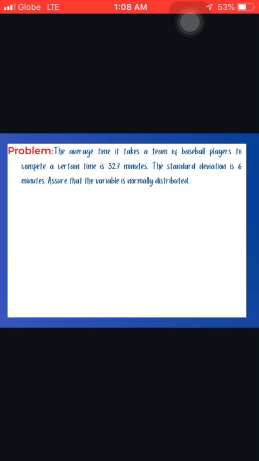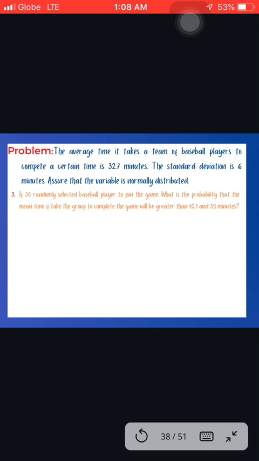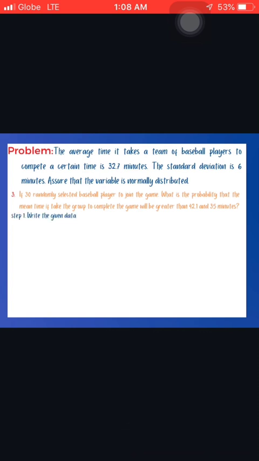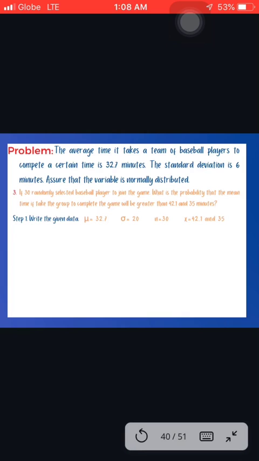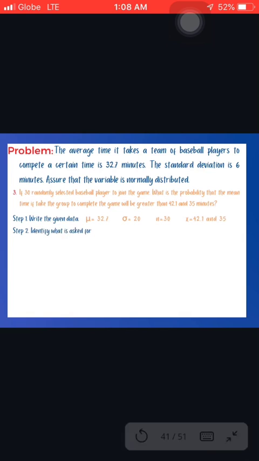So another problem, the average time it takes a team of baseball players to complete a certain game is 32.7 minutes. The standard deviation is 6, and assume that the variable is normally distributed. And if 30 randomly selected baseball players join the game, what is the probability that the mean time it takes the group to complete the game will be between 42.1 and 35 minutes? So step 1, the sample mean is 32.7. So, given na yan, alam na natin kung paano siya kunin.